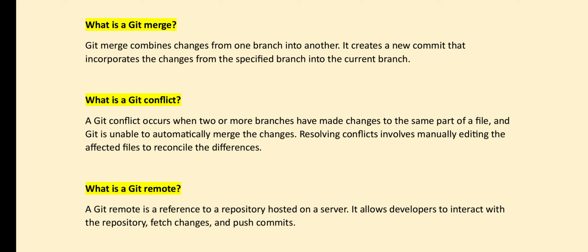What is a Git remote? A Git remote is a reference to a repository hosted on a server. It allows developers to interact with the repository, fetch changes, and push commits.